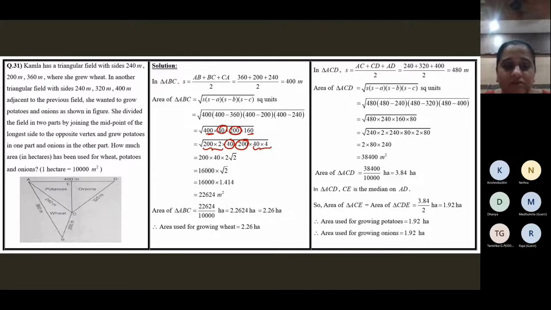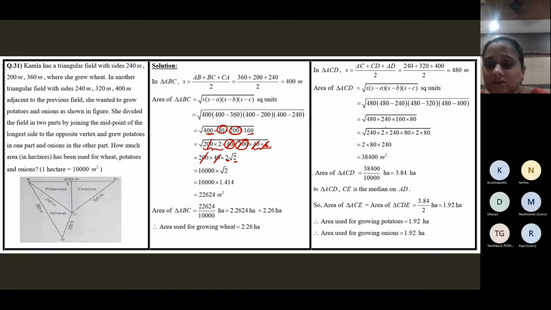Now there are two 40s, so one 40 comes out. Two 200s, so one 200 comes out. Then there is 4, so the square root of 4 comes out as 2. And there's only 2 under the square root, so root 2.